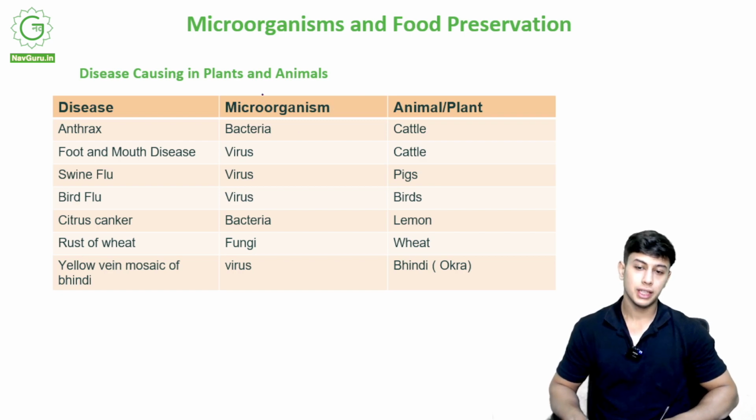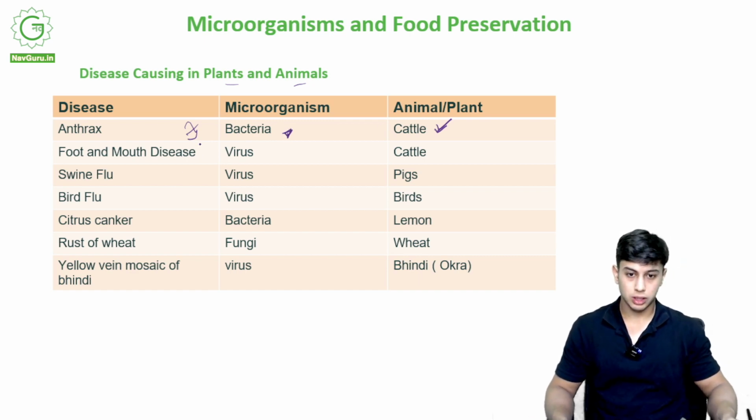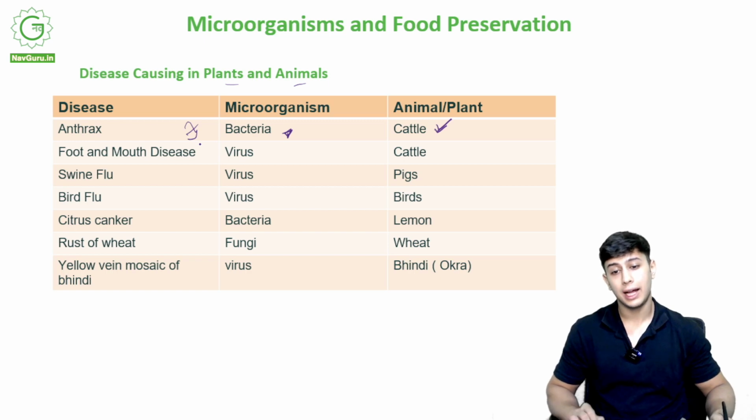There are some disease causing microorganisms in plants and animals as well. Some microorganisms will cause a disease in plants and animals. One of the diseases is anthrax. What is anthrax? Anthrax is a bacteria that is infecting cattle. So the name of the disease is anthrax, and it is transported by a bacteria. For example, there are cows, their children, that is young cattle, they get a disease called anthrax, which is done through bacteria.